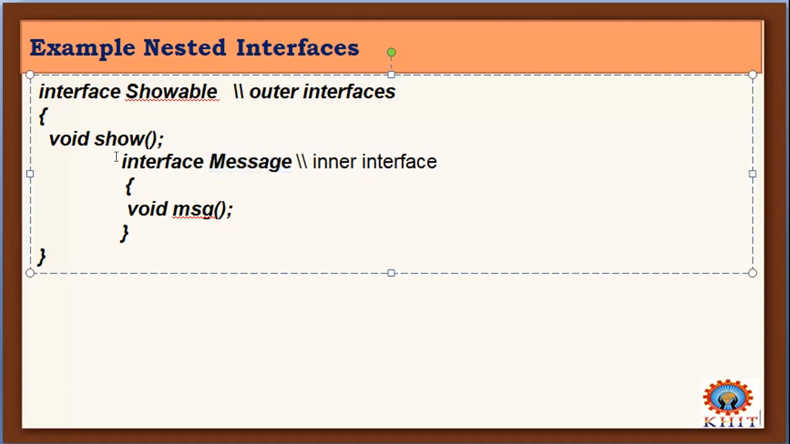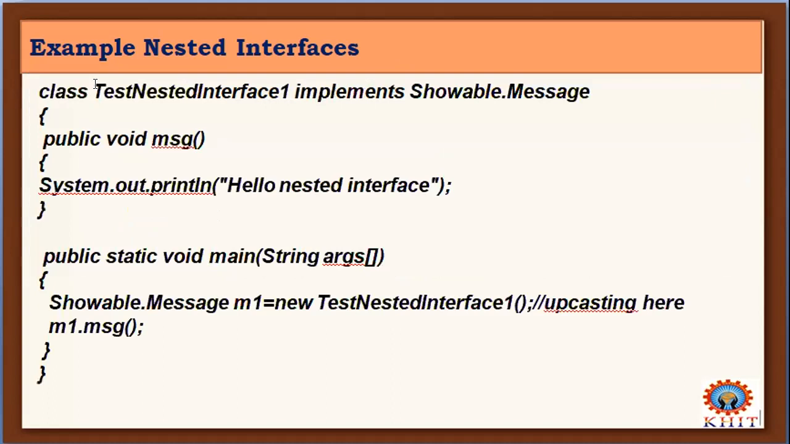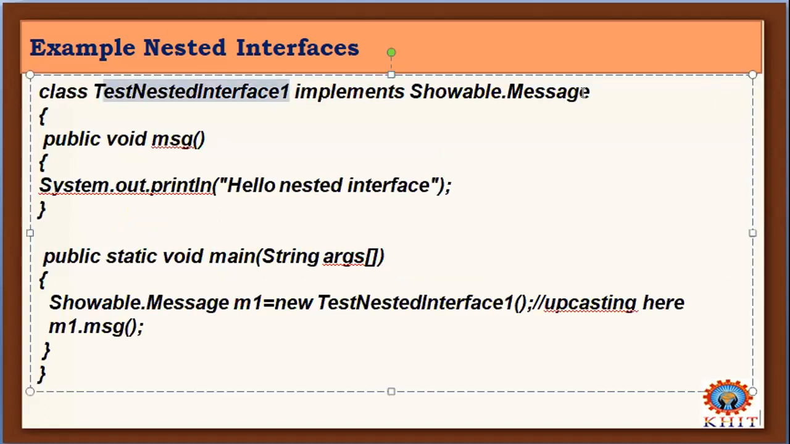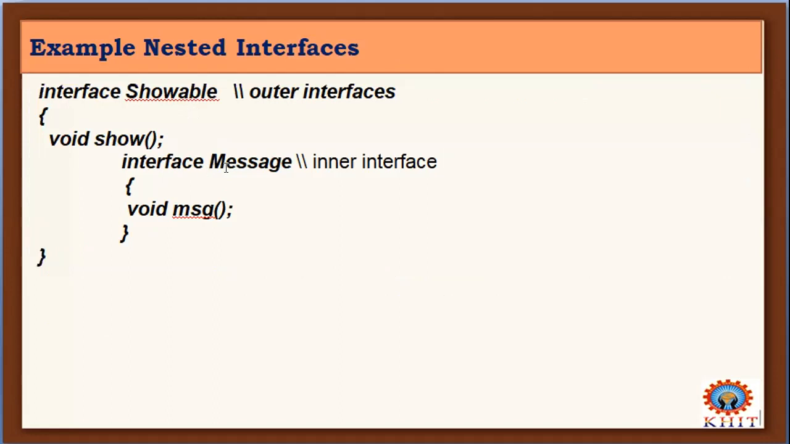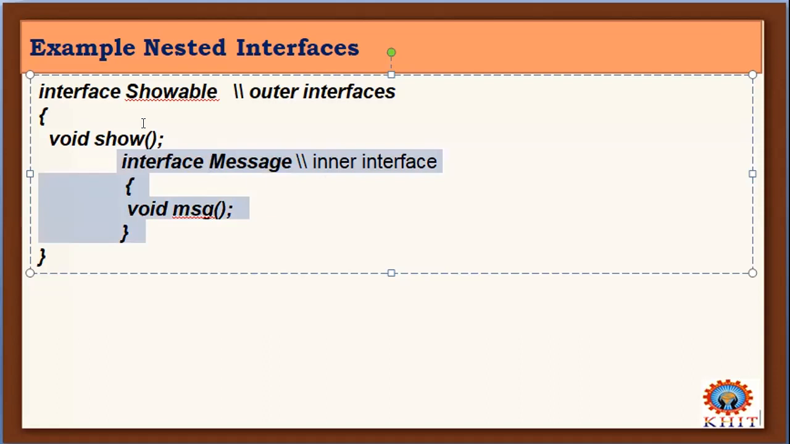So, I hope you are clear with this. This is an inner interface. This is an outer interface, right? Now we are writing a class called TestNestedInterface1, which implements Showable.Message. As I told you in the previous slide, if you want to refer to the methods in the inner interface, we have to use the name of the outer interface.